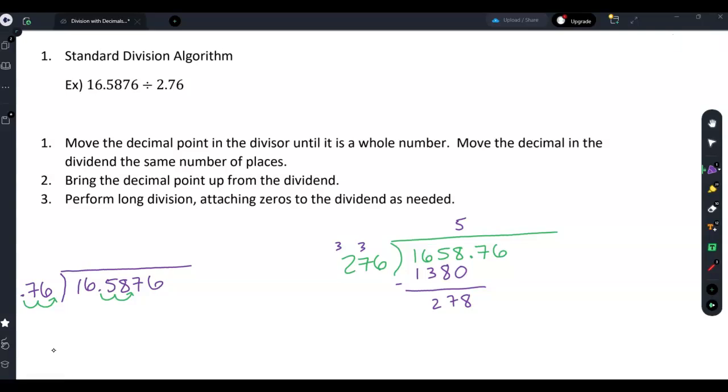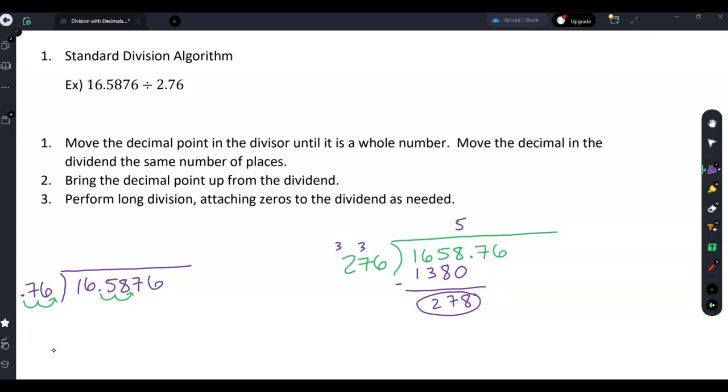Well, if I had gotten something bigger than 1658, like let's say instead of 1380, if I got 1780, that would have been bigger than 1658, meaning I can't subtract. So that would have told me I picked too big. In this case, what I'm left with is bigger than 276. So I can see 276 would actually go into that again. So that's how I can tell that I didn't pick big enough, right? So 276 will go into 278, which means this will go in one more time.